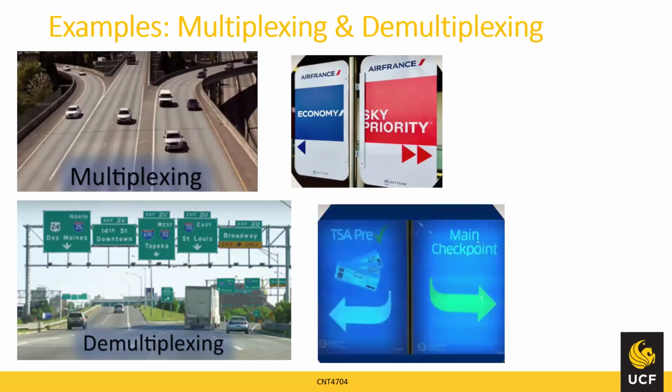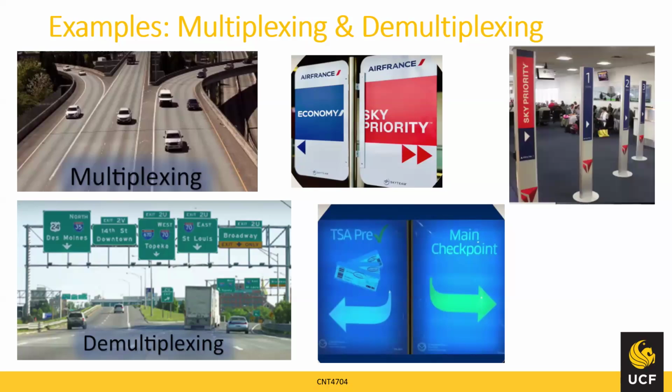When it comes to TSA, pre-check versus main checkpoint is demultiplexing. So people again are separated based on which line they choose. That is where the transport layer would look at the header info, like the port number, to route each segment to the right place. And finally, that's what it is.